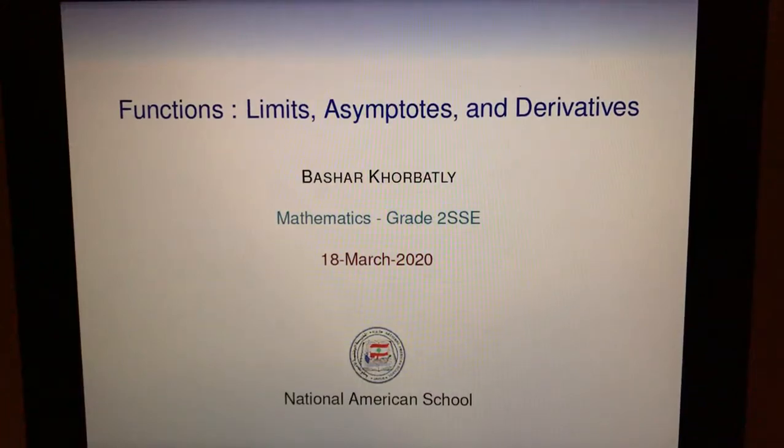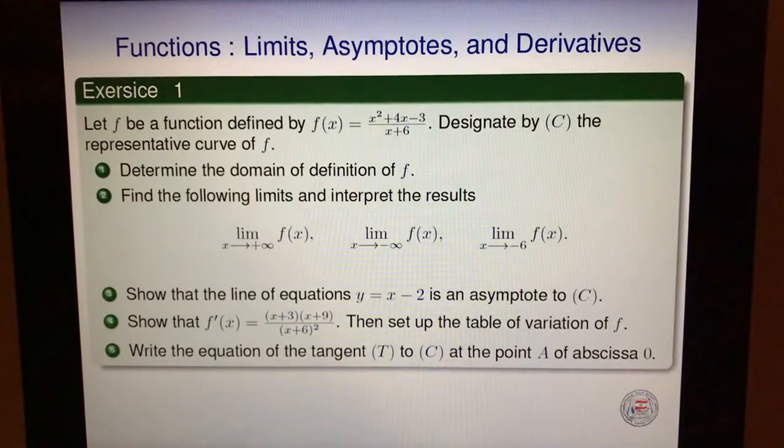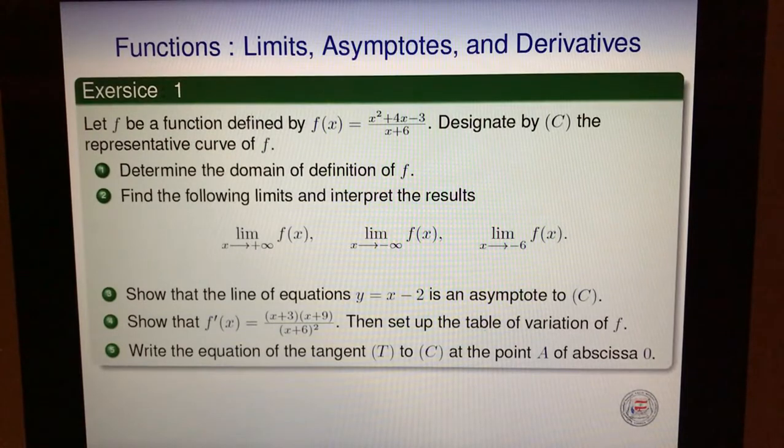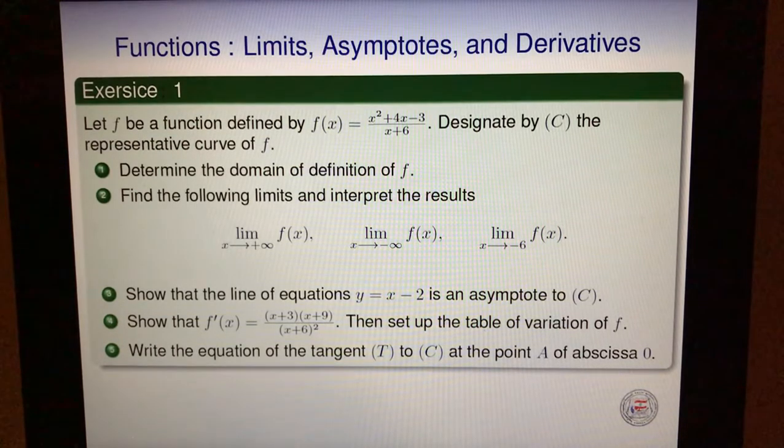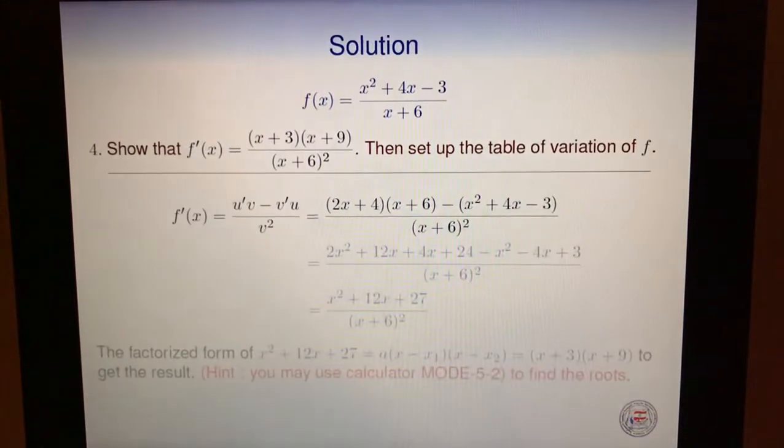Hi everybody, today March 18 we will continue solving exercise 1, parts 4 and 5. In part 4 the question is to find the derivative of f of x, f prime of x, and then to set up the table of variation of f. Question 5 is to write the equation of the tangent T to C at a point of abscissa 0. So we'll start with 4.